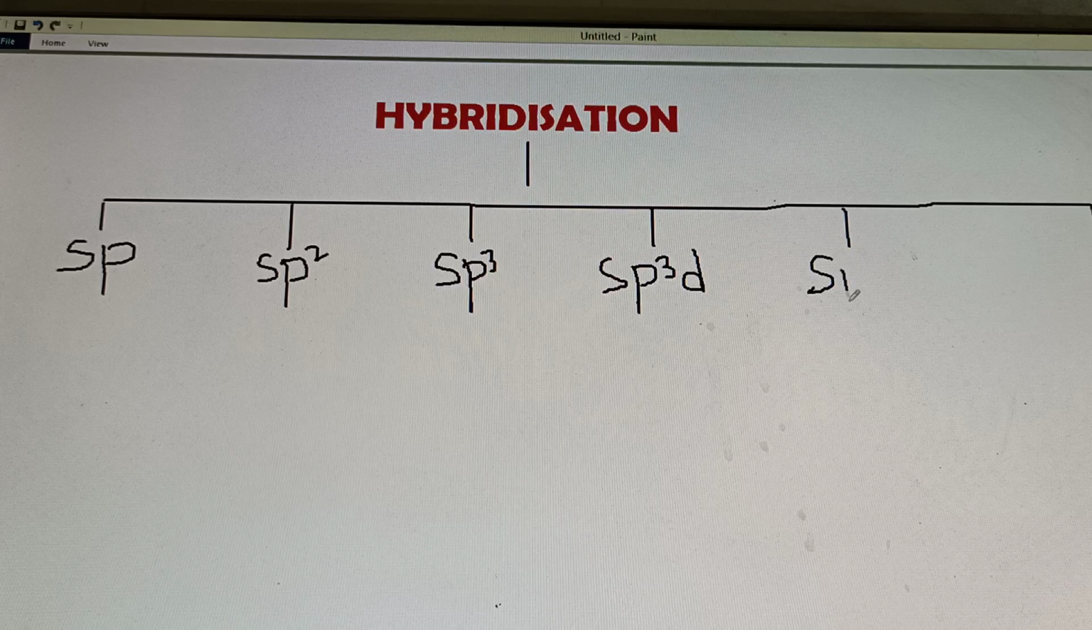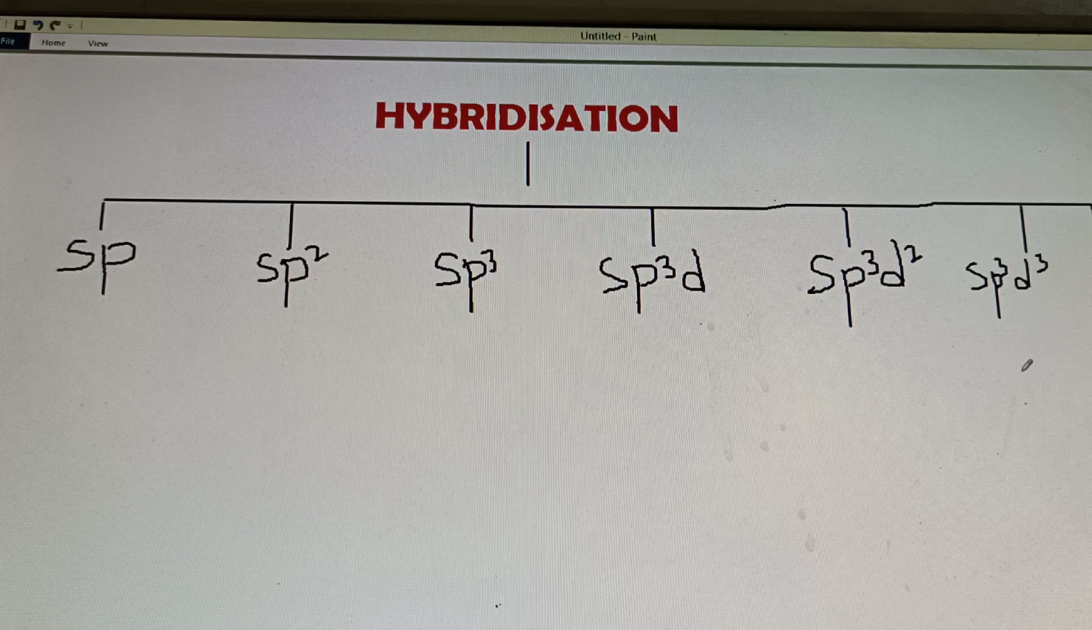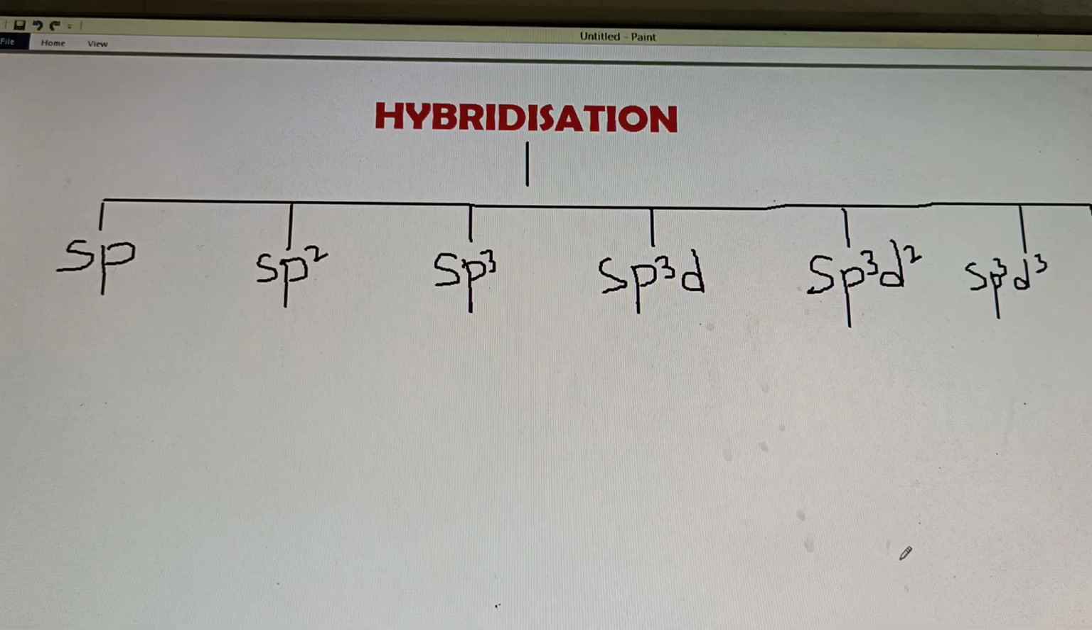Next, sp3d2, where one s, three p and two d orbitals will intermix to give 6 hybrid orbitals. And finally sp3d3, where one s, three p and three d orbitals give 7 sp3d3 hybrid orbitals. Okay, clear? Note it down. At first, the type of orbitals.